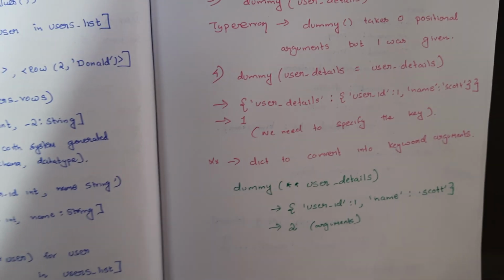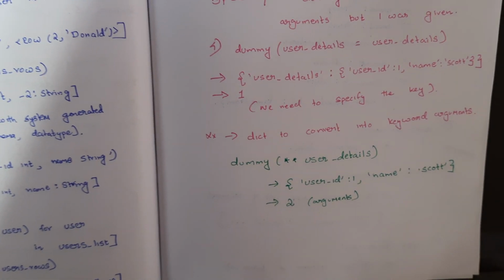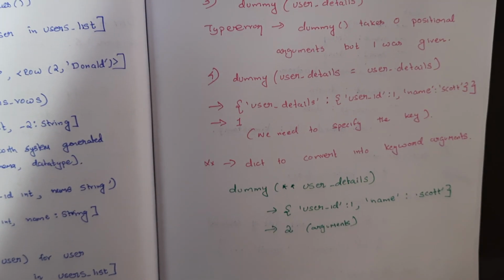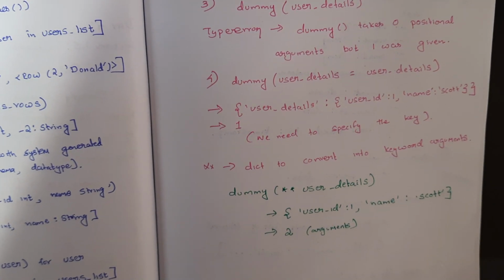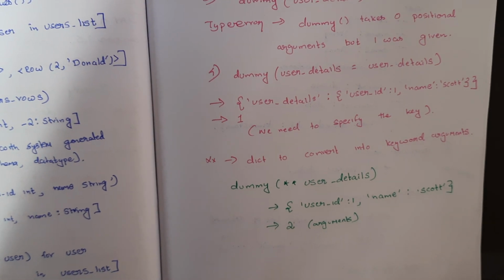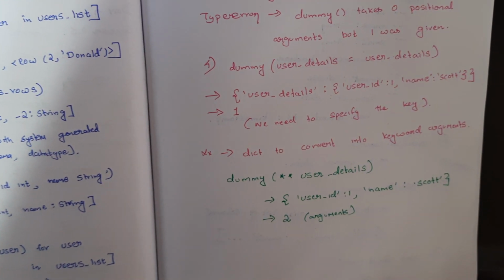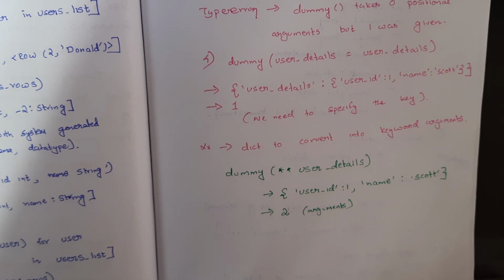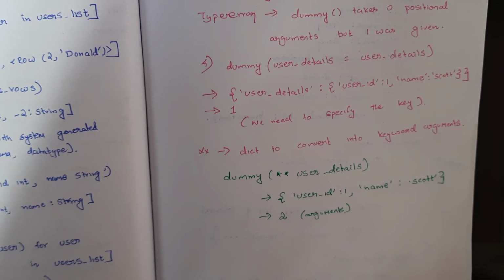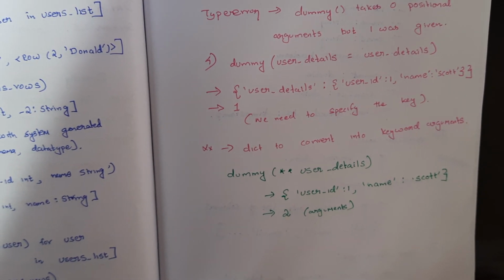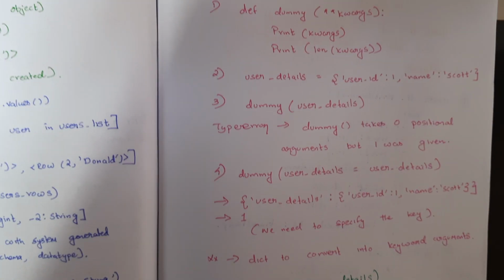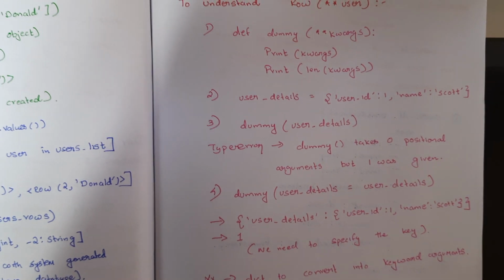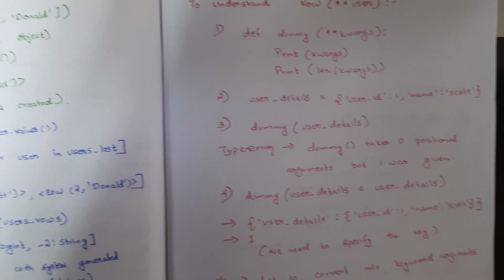So here comes the star, which is handy to convert a dictionary into keyword arguments. If we pass dummy(**user_details) with the star, it will consider user_id 1 as one argument and name Scott as the second argument. So if you see, the number of arguments here came as 2. I hope this clarifies why we are passing **user. Okay, so let's see in the next session.